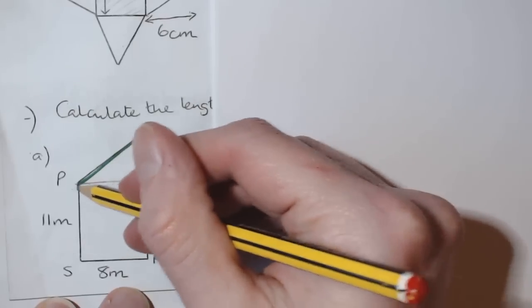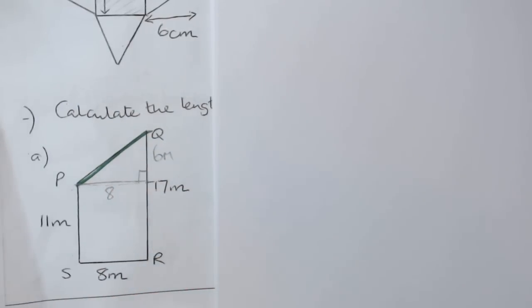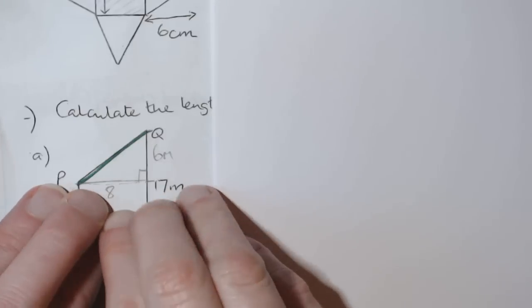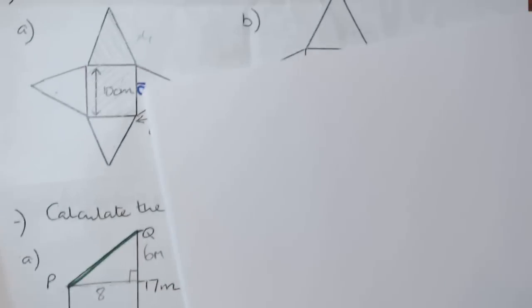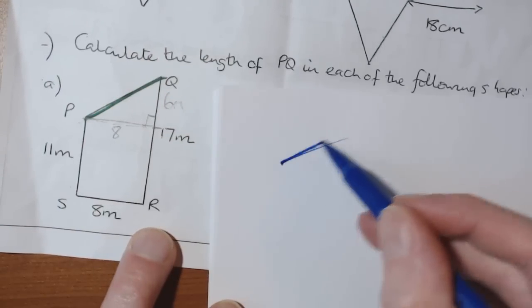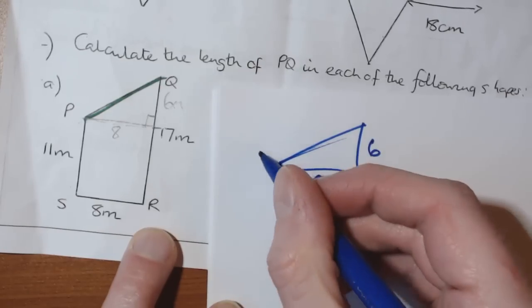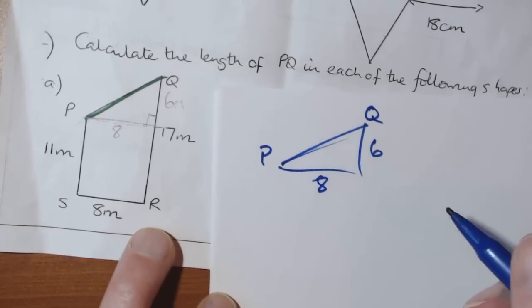And that's your parallel, that's 8. So now we've got a nice wee simple triangle, right? In which I shall just draw that bit. So you go again, label your diagrams, right? And that's it. And that's PQ, right?